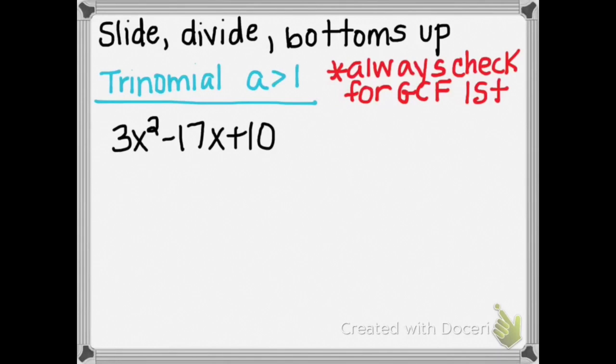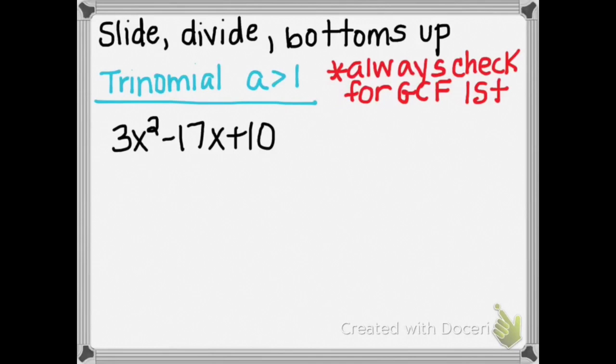So this next method that we're going to use is called slide, divide, and bottoms up. It's going to be a way to factor a trinomial when a is greater than 1. You're still going to wind up using the x chart. You're just going to do some reformatting at the beginning and at the end of this process.